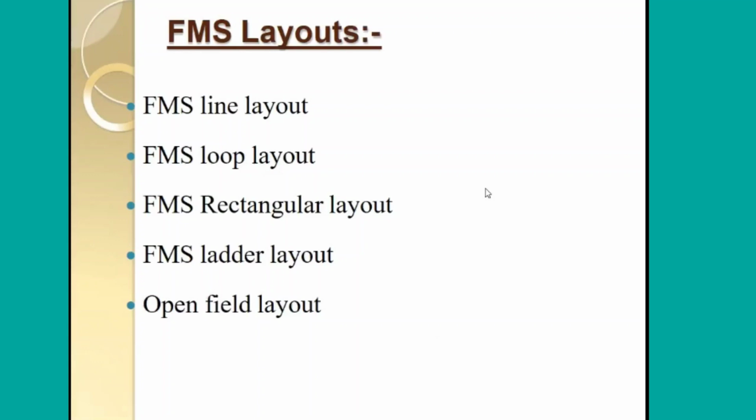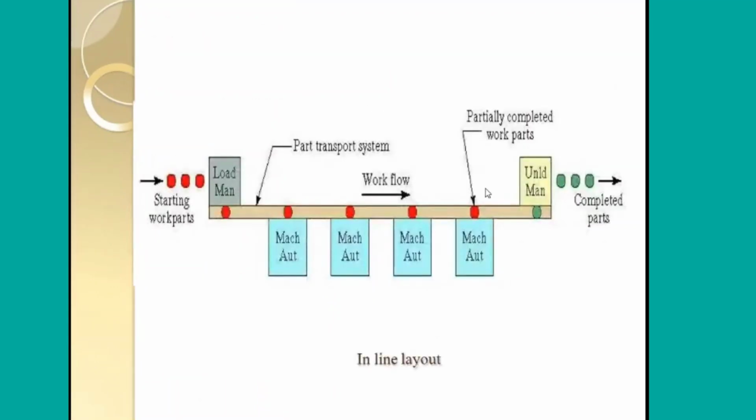The next one is flexible manufacturing system layouts. These are some of the types: line layout, loop layout, rectangular layout, ladder layout, and open field layout. These are the layouts that we follow when using the flexible manufacturing system. Why are we using these layouts? They are useful for handling the materials in a proper way.